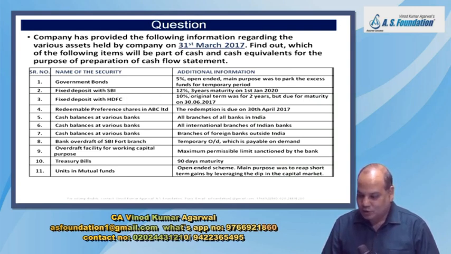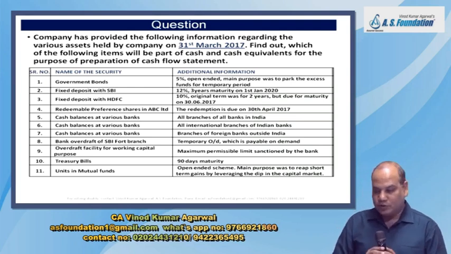Next question, FD with SBI, 12%, 3-year maturity on 1st January 2020. 3-year maturity means not a cash equivalent item. Very good. Fixed deposit with HDFC, 10%, original term for 2 years, but due for maturity on 30th June 2017. Not a cash equivalent item. In your answer, they have written include as it is due in 90 days from reporting date. Cancel that. Not a cash equivalent because the maturity as on the date of acquisition is 2 years.